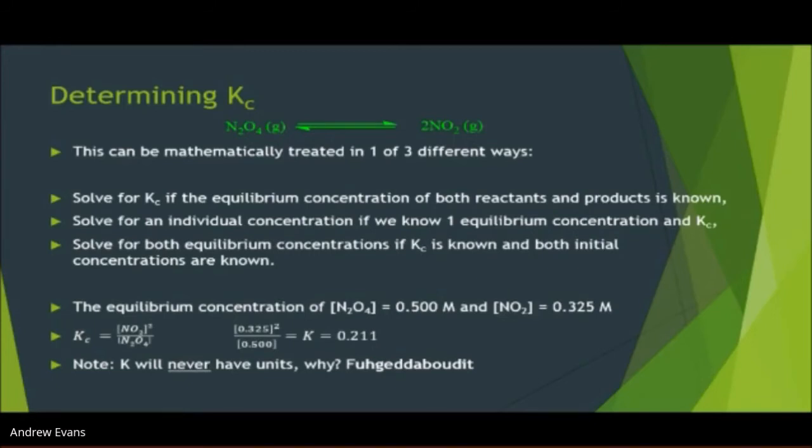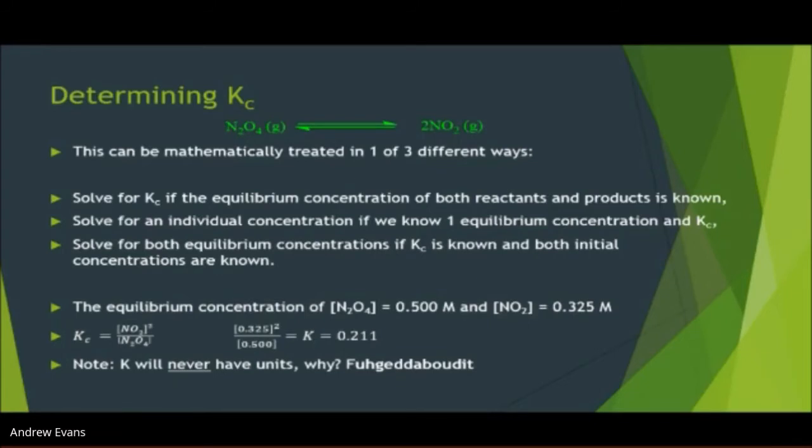So looking at the first way first, if we have the equilibrium concentration of N2O4 is 0.5, and the equilibrium concentration of NO2 is 0.325 molar, what is K? So we're going to set up 0.325 squared over 0.5 to the first. We would get 0.211. This is neither extremely big nor extremely small, so it doesn't tell us that much about it, but it does say it's a middling reaction. We're going to have some amount of products, some amount of reactants.